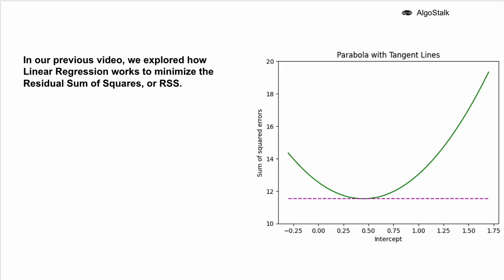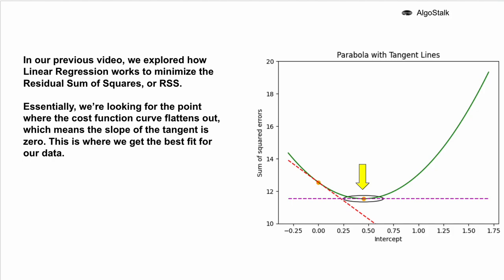But no worries if this seems familiar, we covered this more in depth in the previous video. Here, you'll see that we are looking for the point where the cost function curve flattens out. Why? Because this is where the slope of the tangent line is 0. It's like finding the perfect spot where the curve levels off, giving us the best fit for our data. Pretty cool, right? This point is where our model performs its best.